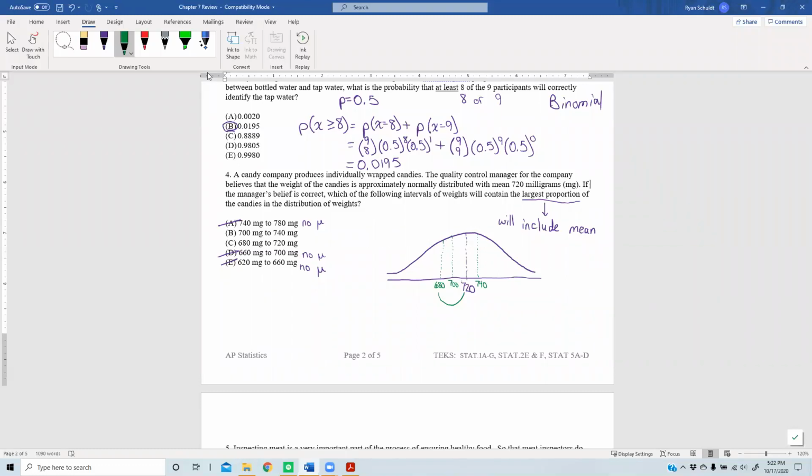Notice that these contain higher points. They both contain 700 to 720, but you have to ask yourself, which is more? This area or this area? This area is higher, so it's going to be more, which means the one that's centered at the mean is going to be our biggest.